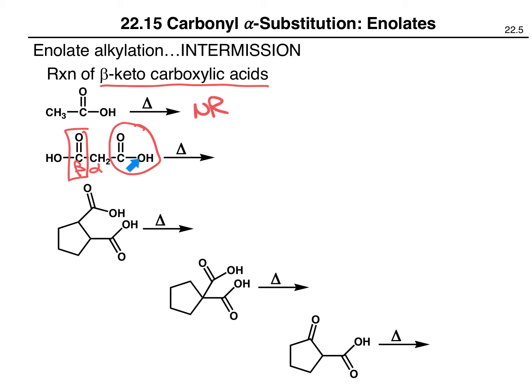So when we have a carboxylic acid that has a carbonyl beta to it, and we heat it up, what we're going to get is this. So carbon dioxide is given off as a byproduct, and we have basically carried out a decarboxylation. So we've lost CO2 from one of the carboxylic acids, and this hydrogen, we can think of it as if this hydrogen is now connected to this carbon. How does that work?